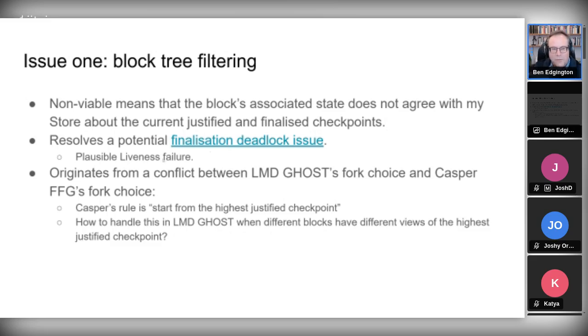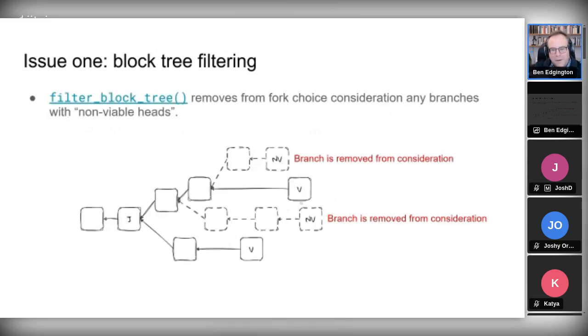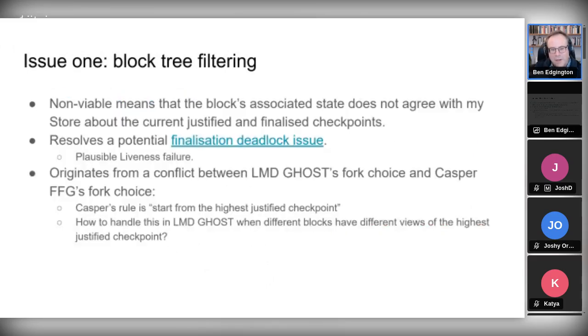And this resolves a finalization deadlock issue that was found, which is a failure in plausible liveness, one of the properties of Gasper FFG. Basically, LMD Ghost and FFG have a sort of conflict. They're hard to wrestle into conformance with each other. So we filter out branches with unviable tips from consideration by LMD Ghost, and that was all very nice for a while.